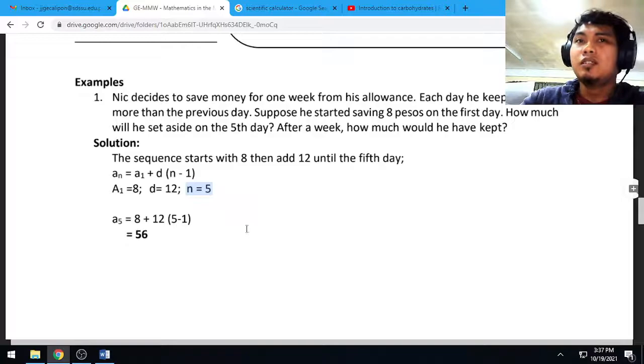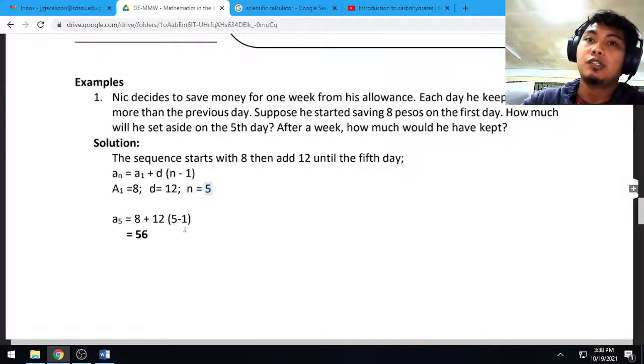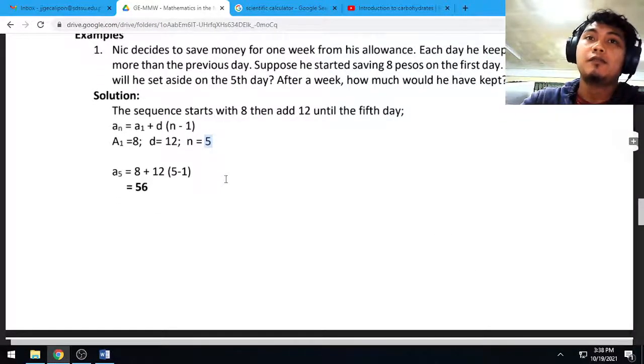Pwede mo siyang isa-isahin, kasi 5th day lang naman. So, simula ka: 8 plus 12, 20 plus 12, plus 12, plus 12, hanggang makarating ka ng 5th day. So, makukuha mo yung answer. Pero dito, gagamitin natin ang formula.